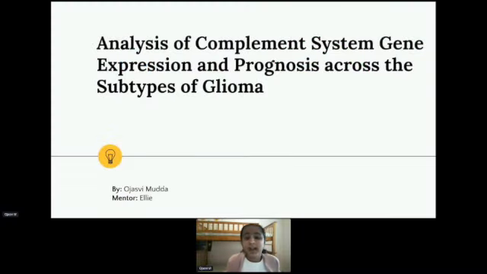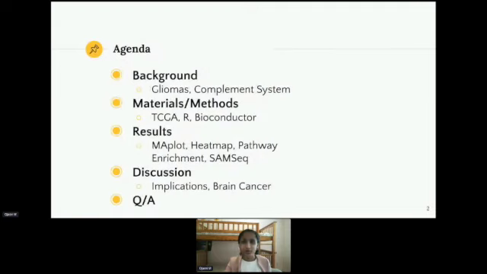I'm ready. So, hello, I am Ojasvi Mudda, a high school sophomore. Today, I will be presenting the research I did with my mentor Ellie about the expression of complement system genes across the subtypes of glioma, a malignant brain cancer. So today, I will go over the background of my research, the methods, the results, and the discussion.